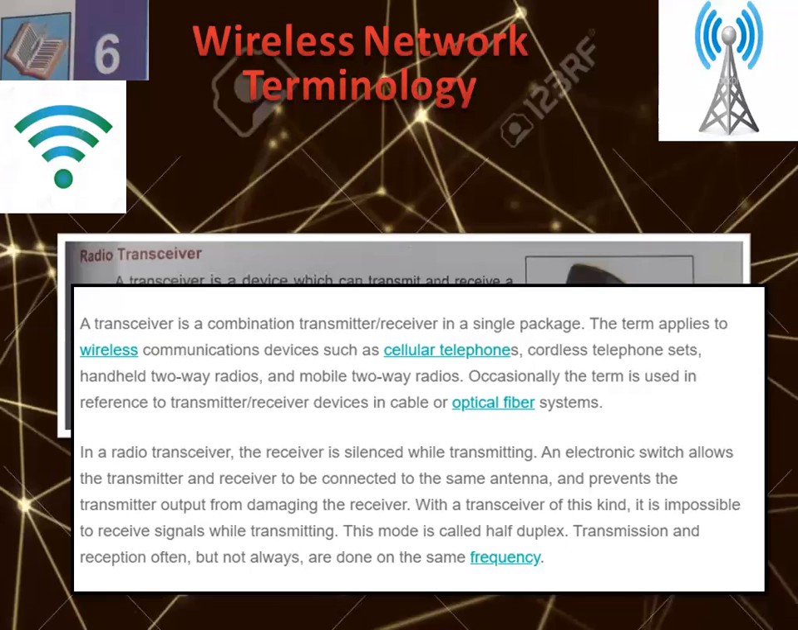So in a radio transceiver, the receiver is silenced while transmitting. An electronic switch allows the transmitter and receiver to be connected to the same antenna and prevents the transmitter output from damaging the receiver. With a transceiver of this kind, it is impossible to receive signals while transmitting. This mode is called half duplex.